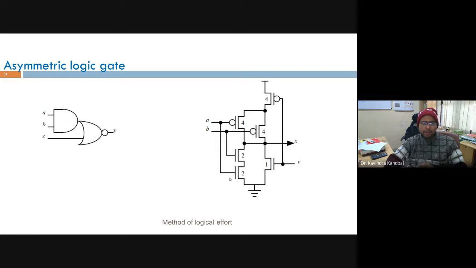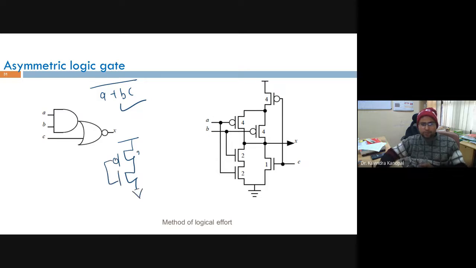I am also dealing with some asymmetric logic gate. I think I gave you this example already. For example, you have A plus BC whole bar. If I remember, my standard inverter has sizing 2 here, 1 here, VDD here, ground, and this is the output, and this is the input. I know that the capacitance here happens to be 3C, right?